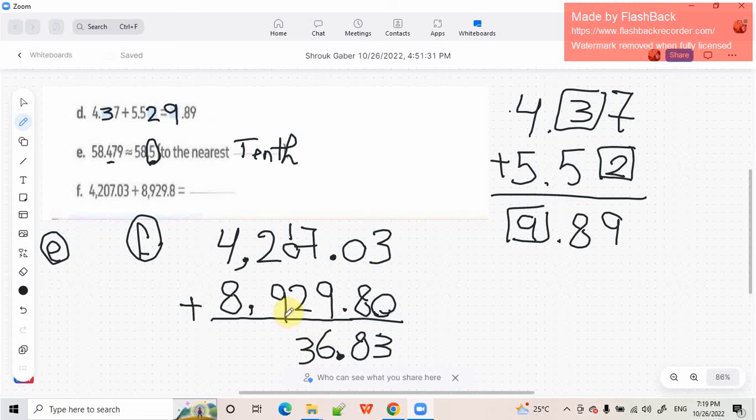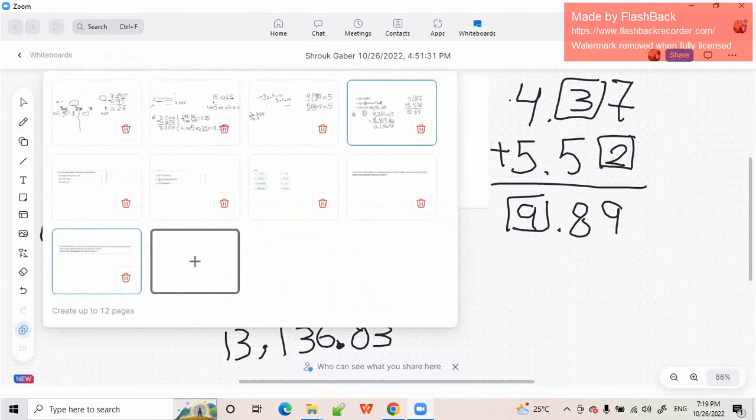2 plus 9, 9, 10, 11. So I will have 1 and carry another 1 here. 8 plus 4 equals 12. 12 plus 1 equals 13. So the answer will be 13,136 and 8300. That's all.